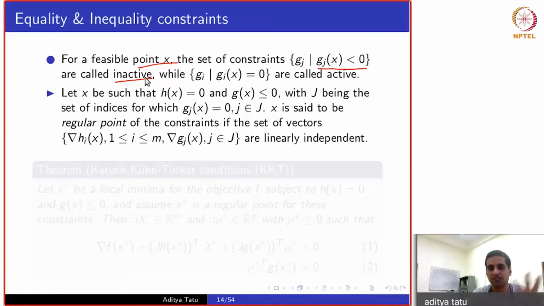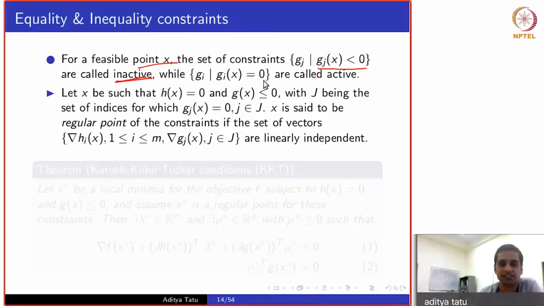Remember, we are assuming these are at least continuous, in some cases also differentiable, so they cannot just change suddenly. Right? So if at a point my function is negative, then in all directions around that point, there will be a small enough step that I can take and still the value will not be positive. So therefore, I will not violate that constraint. So I basically need not worry about these constraints at that point X, which is why we call them inactive.